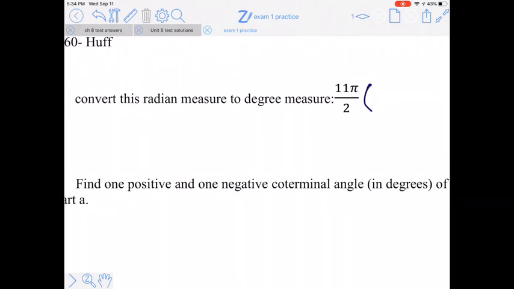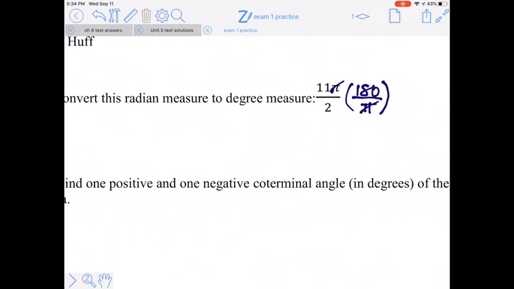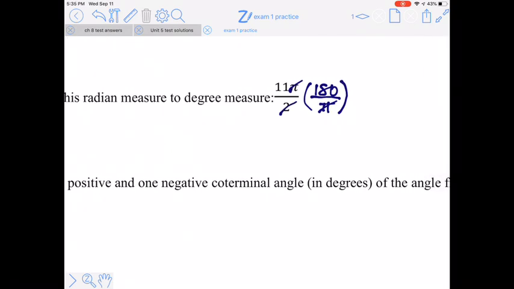So anyway, what do you remember? How do we get it out of radians? 180 over pi. Yep. So then we have pi cancels. 2 goes into 180 90 times. Then we have 90 times 11. 990 degrees. Questions? Radians to degrees. Okay.